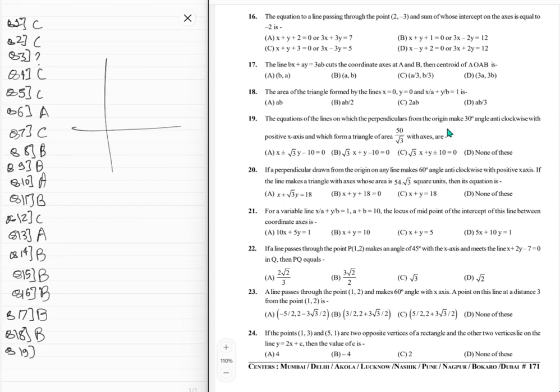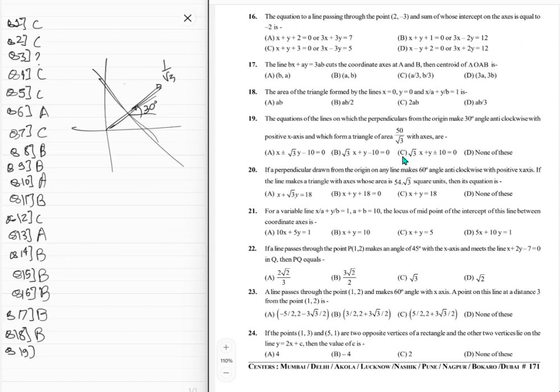So this line forms an area of 50 upon square root 3 for this triangle. The perpendicular over here makes an angle of 30 degrees anti-clockwise with the positive x-axis. Yes, exactly. This has slope equal to 1 upon square root 3, right? And you want to find the equation of this kind of line. It's not that hard. So this slope is 1 upon square root 3.